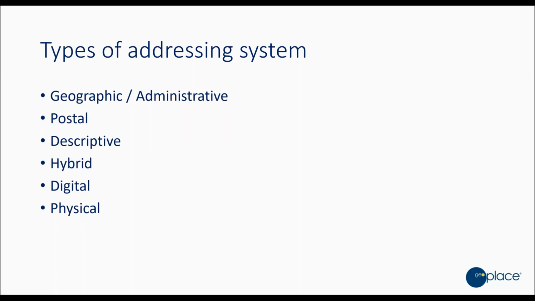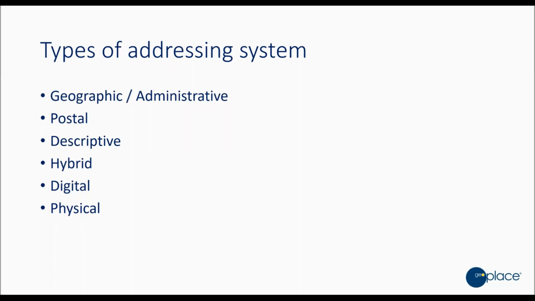And all are probably used in every country to greater or lesser degrees. So geographic or administrative addressing systems, and I guess I could lump postal in here as well, are probably the easiest to understand and most prevalent. But simply, I guess they contextualize geographic place names and have been used by postal operators globally to ensure that mail can be delivered anywhere in the world to support the universal service obligations they have.